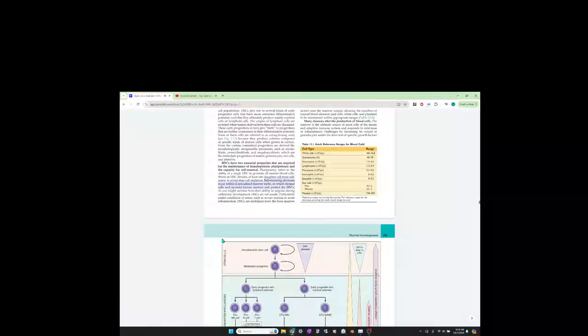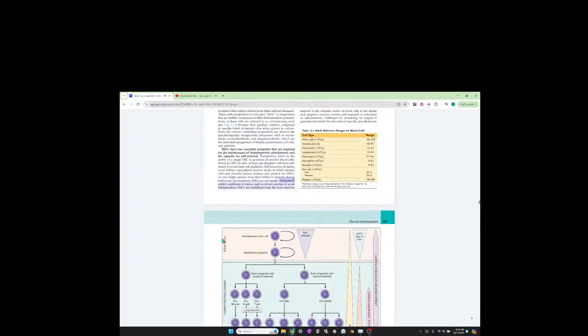Self-renewing divisions occur within a specialized marrow niche, in which stromal cells and secreted factors nurture and protect the HSCs. As one might surmise from their ability to migrate during embryonic development, HSCs are not sessile, particularly under conditions of stress, such as severe anemia or acute inflammation. HSCs are mobilized from the bone marrow and appear in the peripheral blood. In fact, HSCs used in transplantation are now mainly collected from the peripheral blood of donors treated with granulocyte colony-stimulating factor, one of the factors that can mobilize marrow HSCs from their stem cell niches.